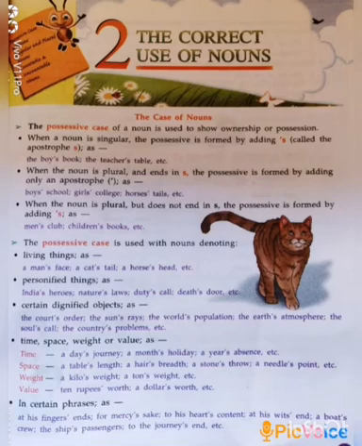Look at that apostrophe. When the noun is plural but does not end in s, the possessive is formed by adding 's. Here the noun is plural but does not end with s: men's club, children's books, etc. The possessive case is used with nouns denoting living things, as a man's face, a cat's tail, a horse's head, etc.